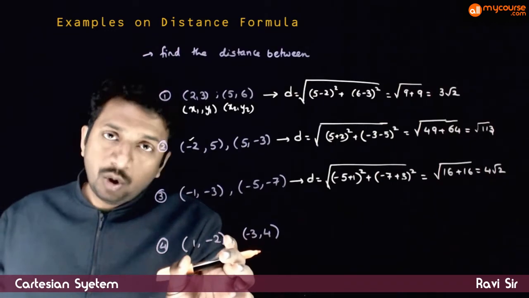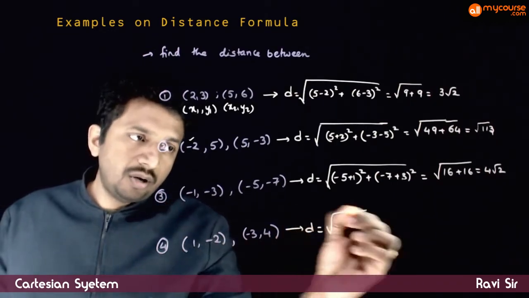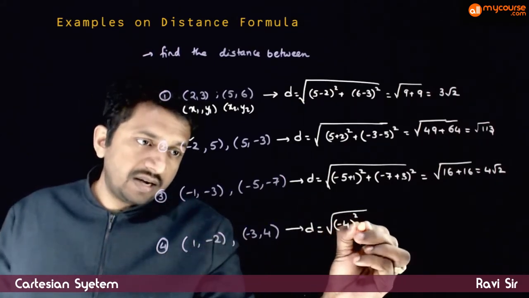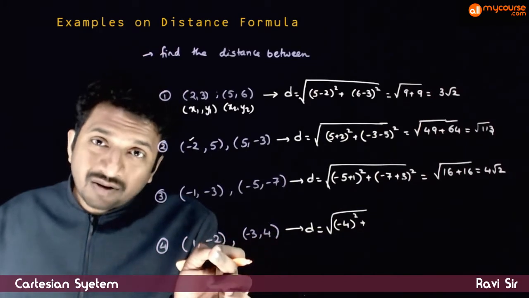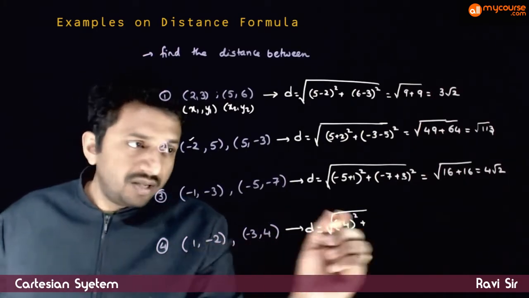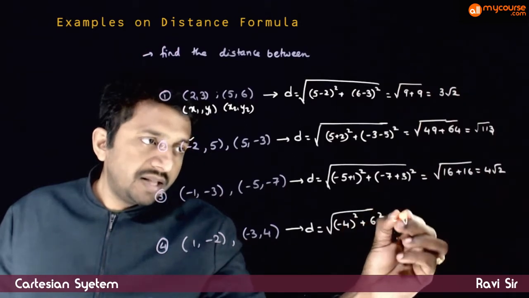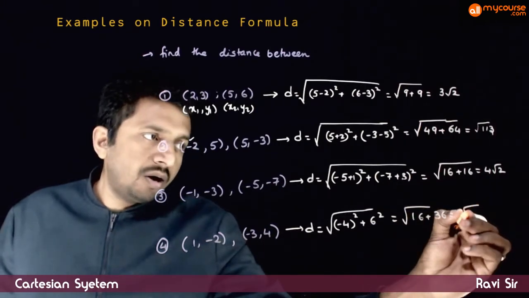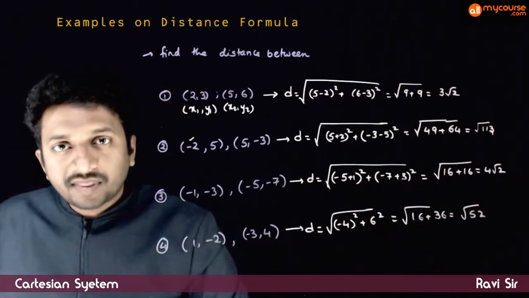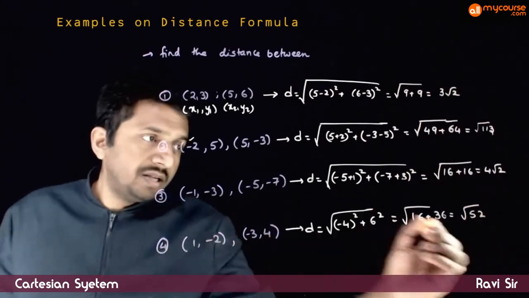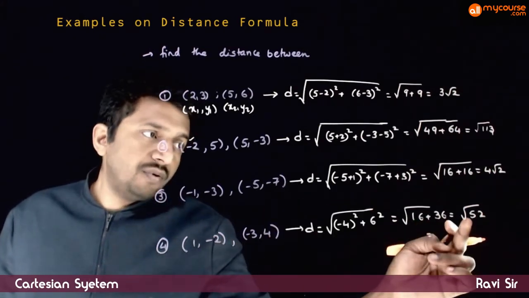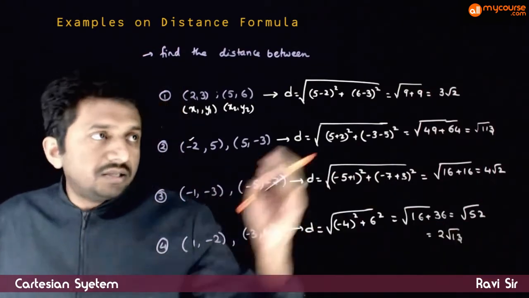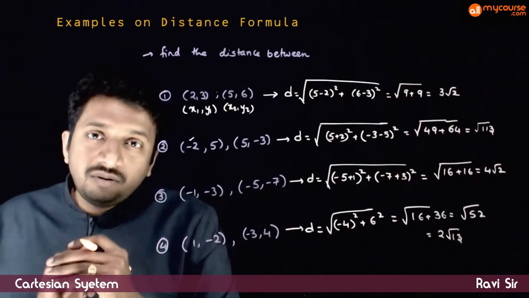Next, if you have these 2 points, distance is equal to root of minus 3 minus 1, minus 4, whole square, plus 4 minus of minus 2, which is plus 2, so 4 plus 2 is 6, square. That is equal to root of 16 plus 36, which is root of 52. You can take 2 outside. This is 4 into 13, so this is 2 root 13. So this is how you find the distance between 2 points.